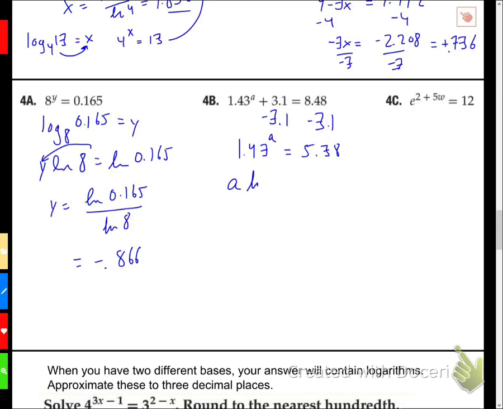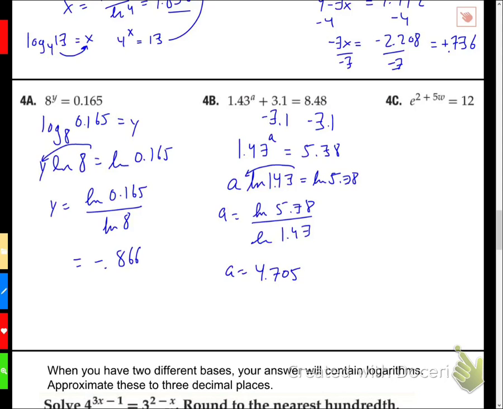I kind of know the drill at this point. Natural log of 1.43, that a came down, equals natural log of 5.38. All right, so a is the natural log of 5.38 all over the natural log of 1.43. So let's see what that is. All right, so here we have 4.705.